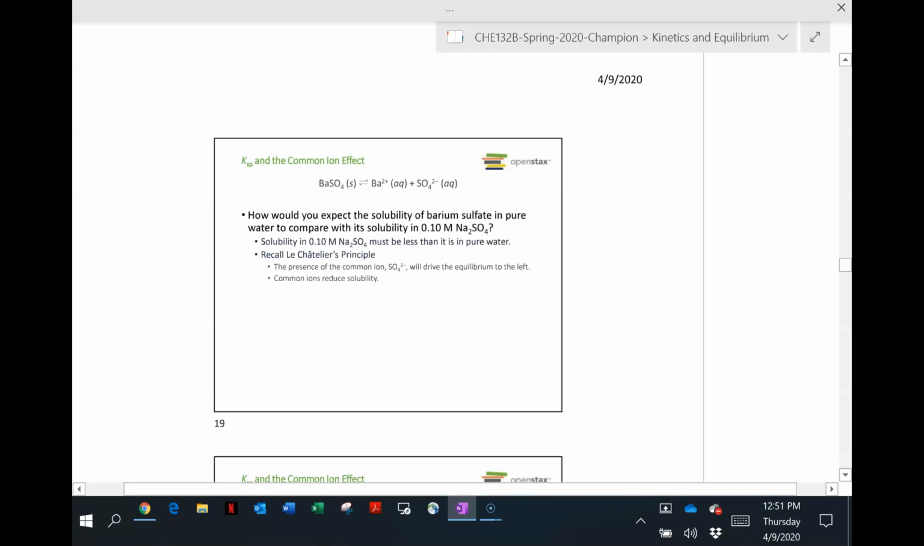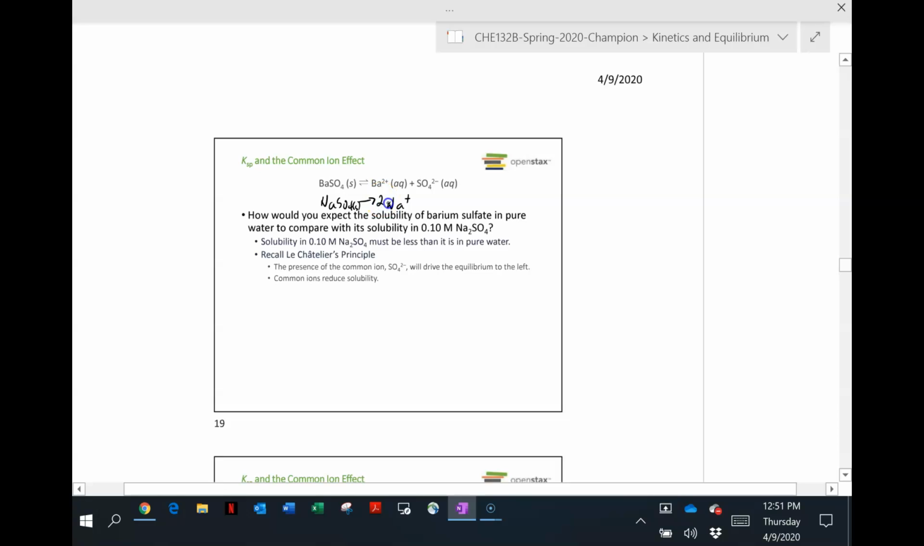So looking at barium sulfate here, barium sulfate is slightly soluble. The solubility equilibrium is written up here, where we have an equilibrium sign and then barium plus sulfate. The sodium sulfate is a one-way equilibrium.